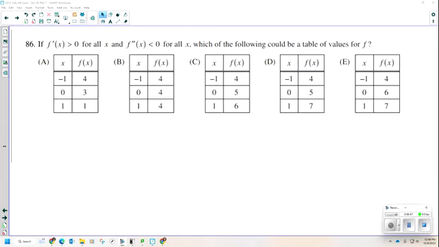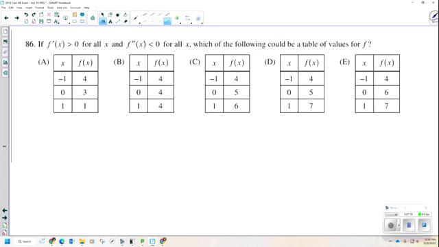Number 86. Oh my God, I normally love graphs and tables and charts, but it looks like they gave us 5 tables, or charts, if you will. Right? 86 reads, if the first derivative of f is greater than 0 for all of x, and the second derivative of f is less than 0 for all of x, which of the following could be the table for f? All right, well, let's figure out what each one of these things represents.